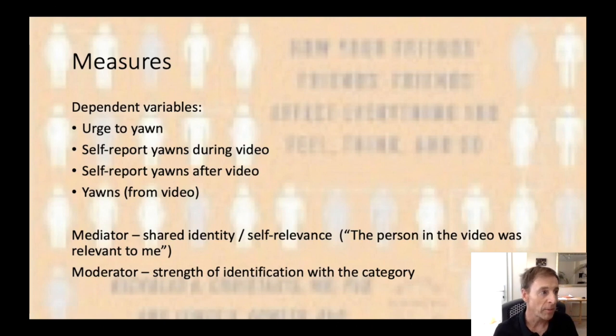We also took a number of control measures, including the time of day, the room temperature, the extent to which people were sleepy beforehand, age, and susceptibility to emotional contagion, which is a standard scale.